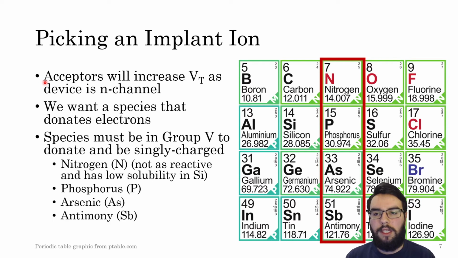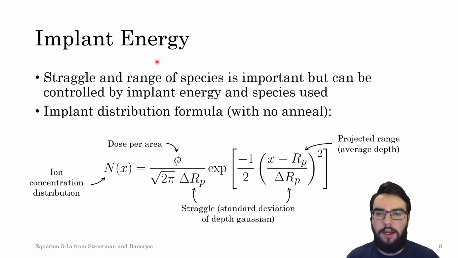Well, we know that acceptors will actually increase the threshold voltage that device has because it's N-channel. So we want to implant it with a species that donates electrons. And where can we find a species that donates and is singly charged? In group 5. So if we look at group 5, we can see all these nice atoms that we can choose from, but the problem is, well, nitrogen we can't choose from because it's not as reactive and it has a low solubility in silicon. So we have to choose between phosphorus, arsenic, and antimony. Well, let's pause on that for a second and let's look for the implant energy first.